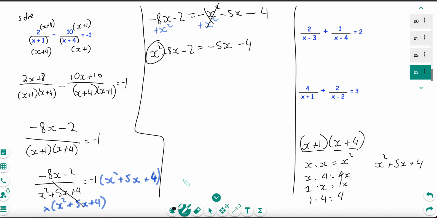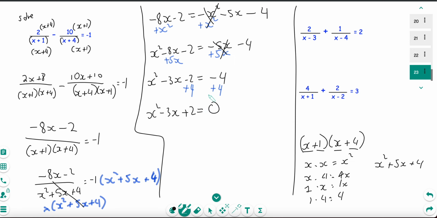Perfect, our x squared is positive. So I'll make this side 0. I'll plus 5x here. So x squared minus 8x plus 5x is minus 3x, minus 2. That cancels out, equals negative 4. Then I'll plus 4 here. So x squared minus 3x, minus 2 plus 4 is plus 2, equals 0. Boom. So it's a quadratic.